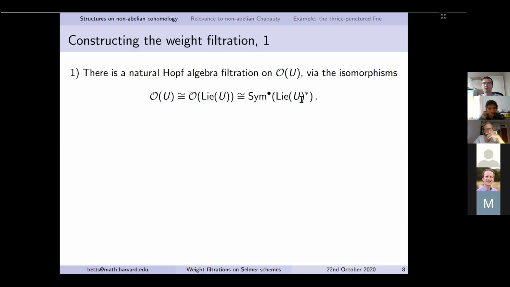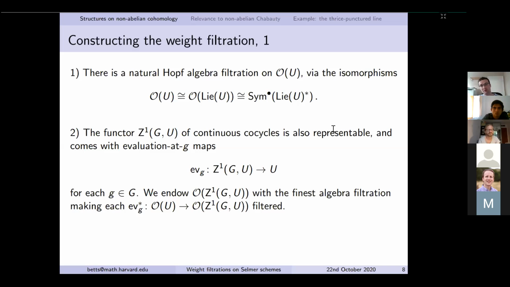And now, under this logarithm isomorphism, this filtration that I chose on U is a filtration on the Lie algebra by subspaces. And so there's a corresponding filtration on the dual of the Lie algebra by subspaces, and this induces an algebra filtration on the symmetric algebra. And so this gives us a Hopf-algebra filtration on the affine ring of U.